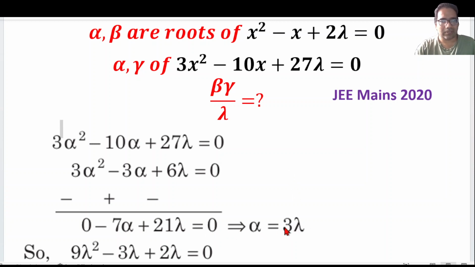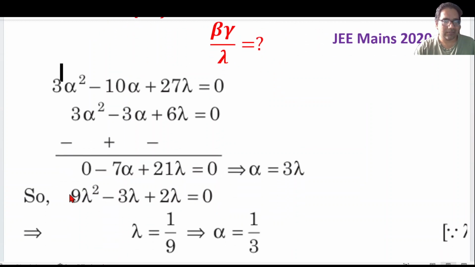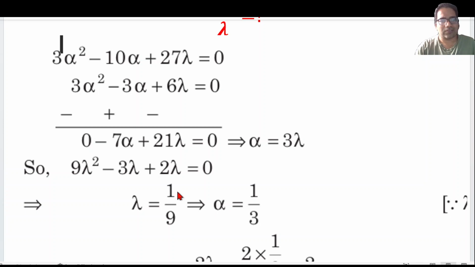Now, let us substitute this 3 lambda in this equation, just to find out what lambda is. Then this equation becomes 3 lambda whole square, which is 9 lambda square, minus 3 lambda plus 2 lambda equals 0. So this becomes 9 lambda square equals lambda. That means lambda equals 1 by 9. So we have alpha equals 3 lambda. Alpha equals 1 by 3 and lambda equals 1 by 9. So far so good.